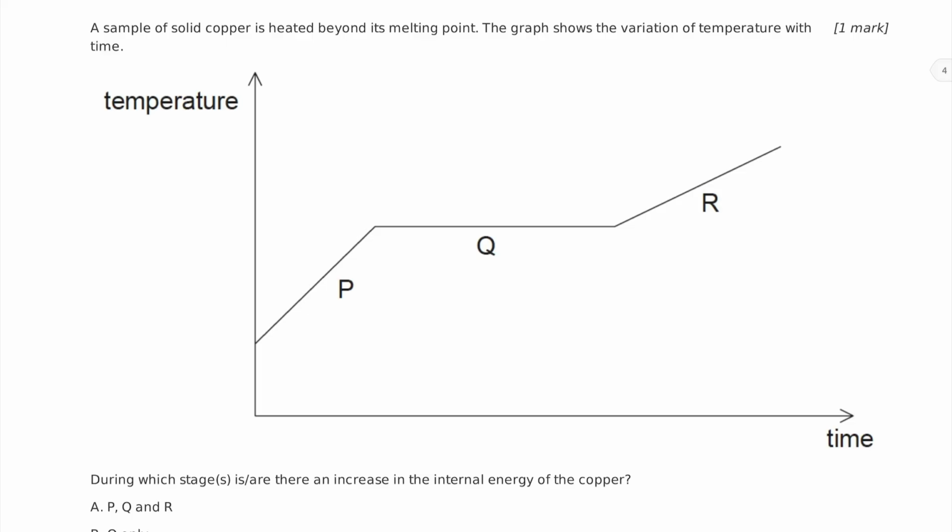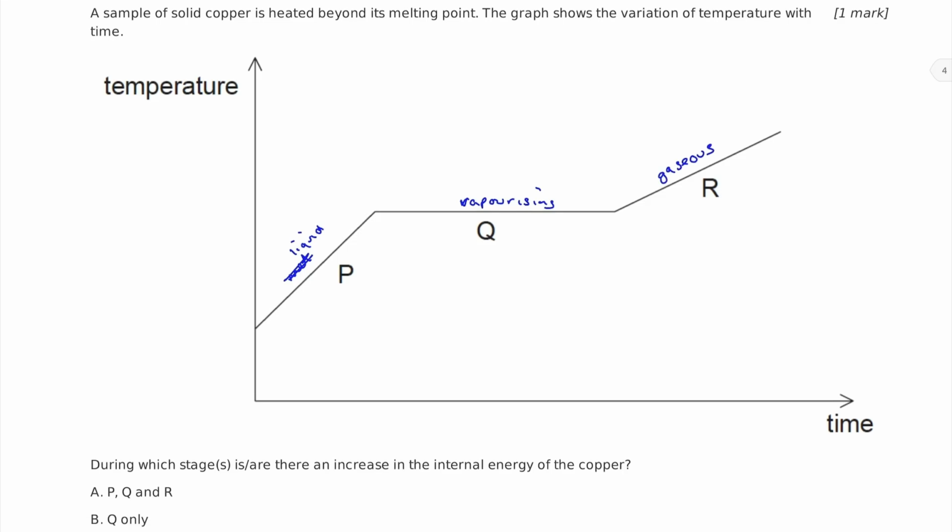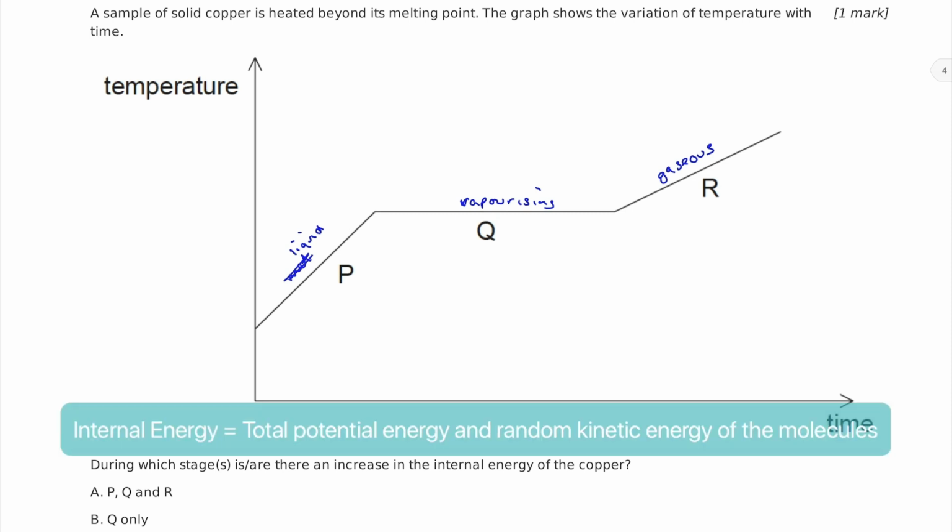A sample of solid copper is heated beyond its melting point. The graph shows a variation of temperature with time. Now this is it in liquid form. This is it vaporizing. And that's it in gaseous form. During which stages is there an increase in internal energy of the copper? In all three phases there is increased internal energy.